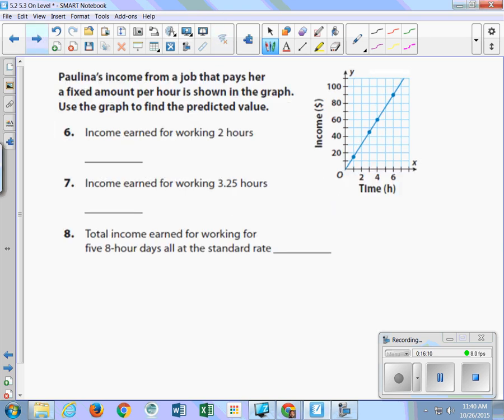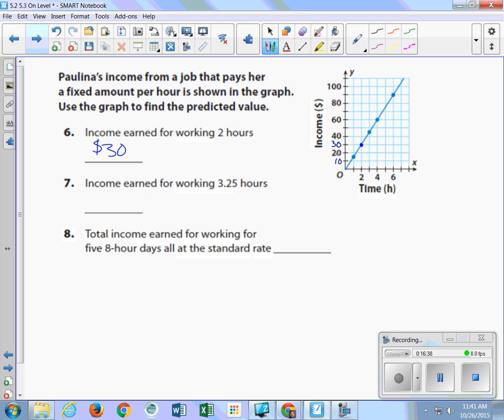Last one. Paulina's income from a job that pays her a fixed amount per hour is shown in the graph. Use the graph to find the predicted value. All right, so let's try to see if we can answer stuff without doing anything first. Income earned for 2 hours working. So if she works 2 hours, she's getting paid how much? It's at that point, so that's $10, $20, $30. 2 hours, that's $30.